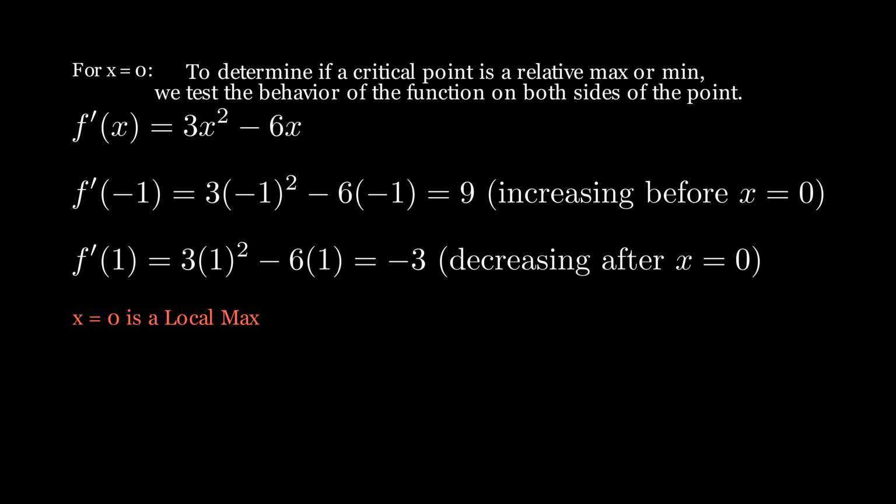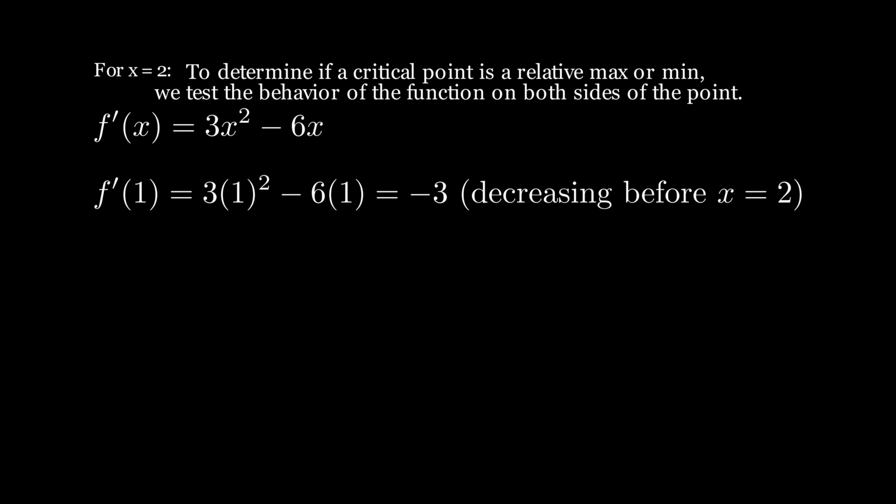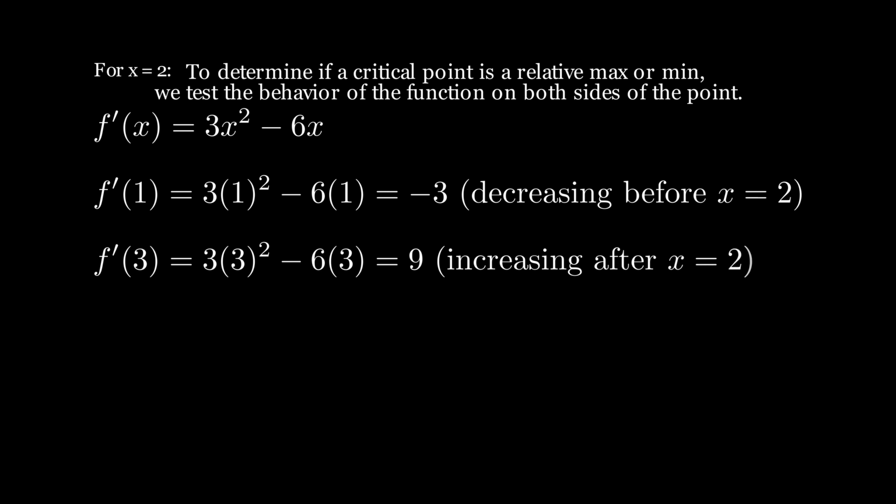Now, for the next critical point, x equals 2, we can do something similar. So we can test 1 as a point from the left side of 2. And when we plug it in, it's a negative value for the first derivative, which shows decreasing on the original function. And it's positive on its right, which is increasing. We now know x equals 2 is a local minimum, because if we start decreasing on the original function, and then go into increasing, it's kind of like the curve of x squared. It's just the regular parabola shape.